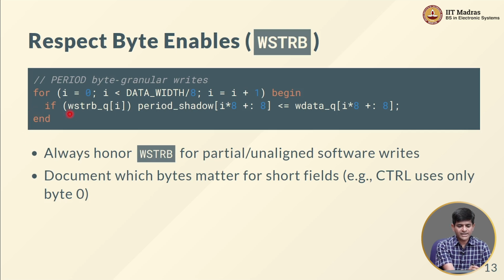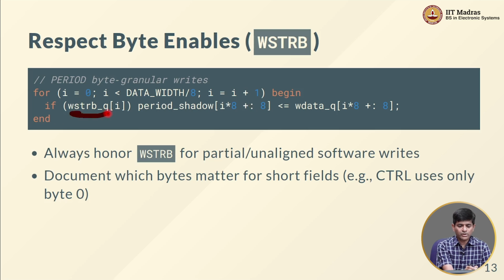The first copy says if W strobe Q of 0 is 1, right, then the period shadow, remember what I said about shadow registers, we are going to write data only into the shadow registers. The period shadow of 0 to 8, or 0 to 7 basically, is going to get the value from W data queue of 0 to 8 or 0 to 7. This notation plus colon 8 says 0 to whatever is required in order to get 8 bits further from there.